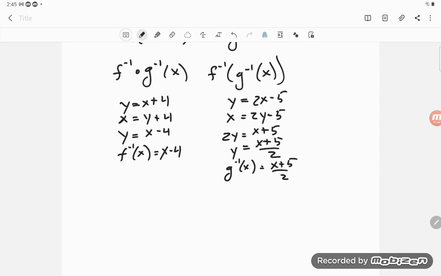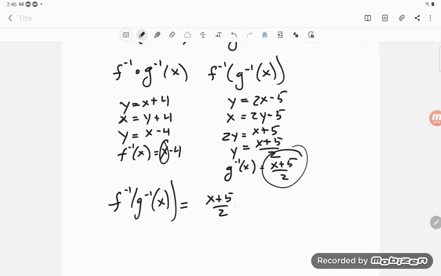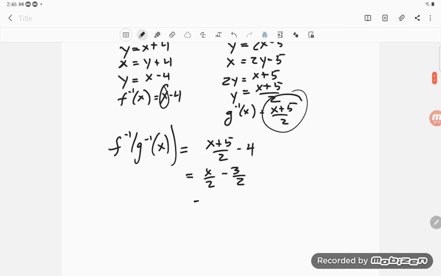And so if I want f inverse of g inverse of x, I just need to place this in for that x. And so my f inverse of g inverse of x is equal to (x plus 5) over 2 minus 4. Now I can simplify that to x over 2. I've got 5 halves minus 8 halves, so that's minus 3 halves. And I could further write that as (x minus 3) over 2, I guess.